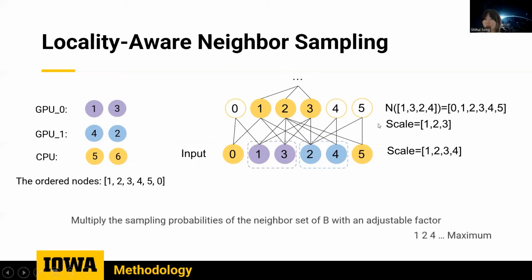And we will scale these with an adjustable factor. This factor is initialized to 1 and multiplied by 2 if the data loading time is still more than 20% of the total execution time. But we set a maximum for this factor, so it will not be too large.